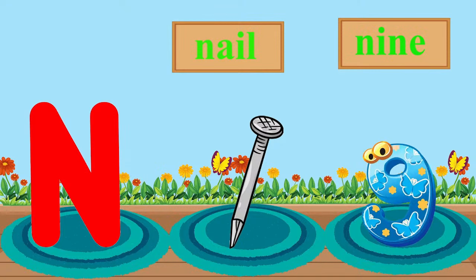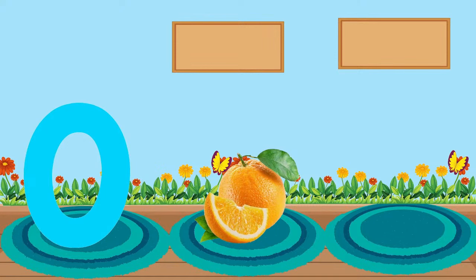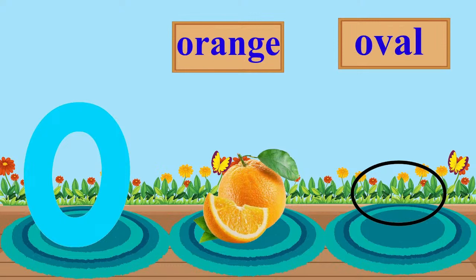O is for orange. O, o, orange. O is for oval. O, oval. O is for orange. O is for oval.